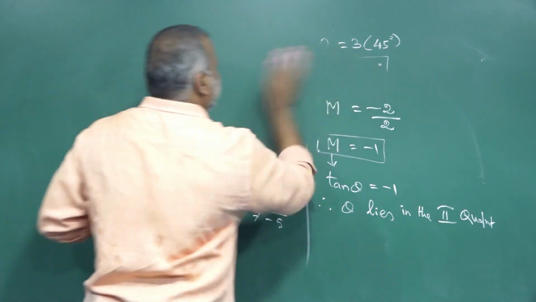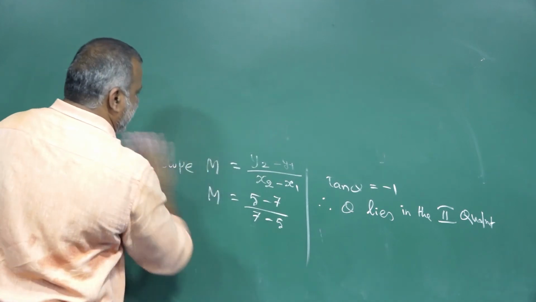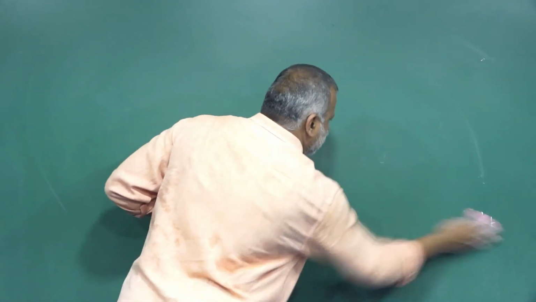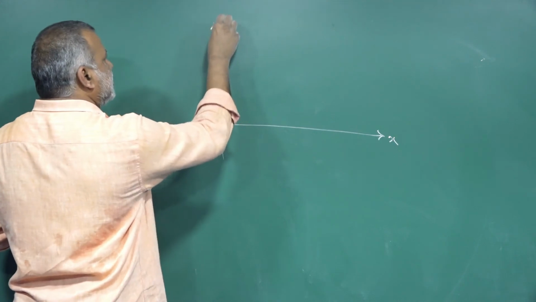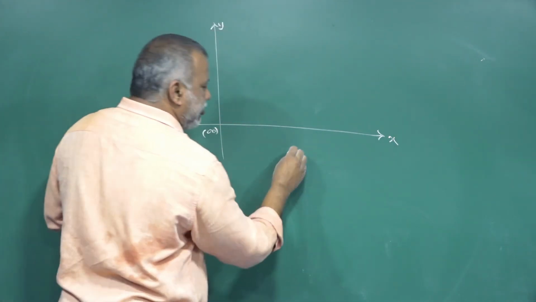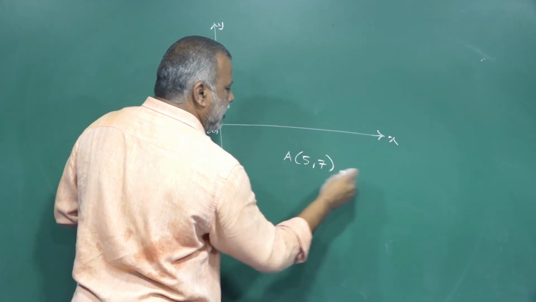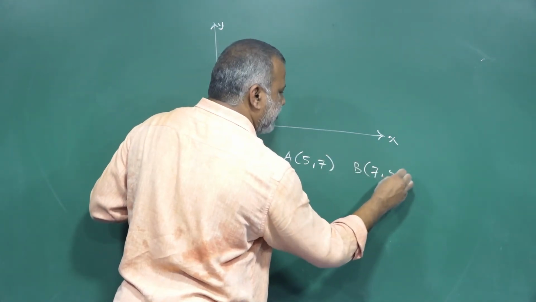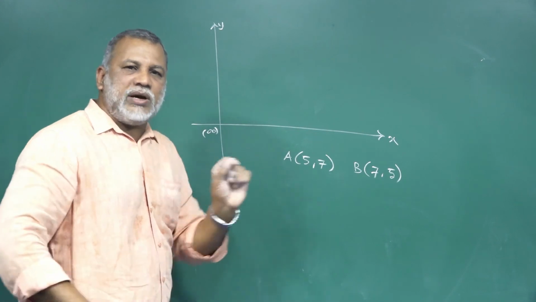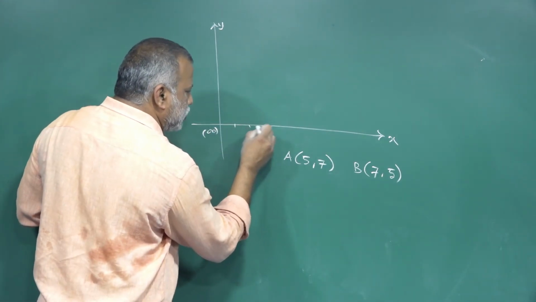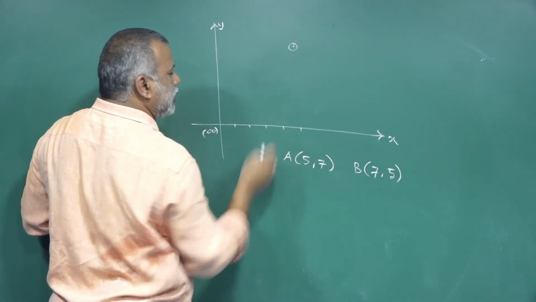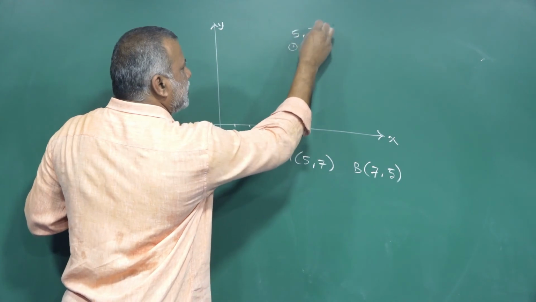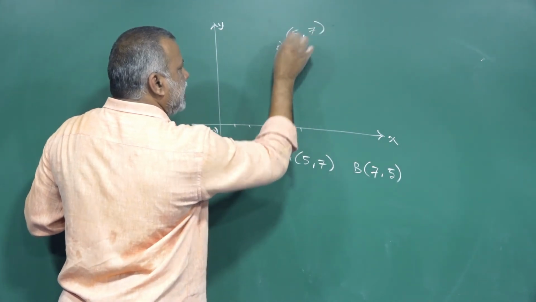Just to recall, what are the points given? One point is 5, 7, another one is 7, 5. See the diagrammatic explanation and draw the diagram here. The given points are A (5, 7) and B (7, 5). Take a graphical explanation. For 5, 7, take 5 units, 1, 2, 3, 4, 5, and 7 units. Just approximately you can plot. This is the point A, 5, 7.